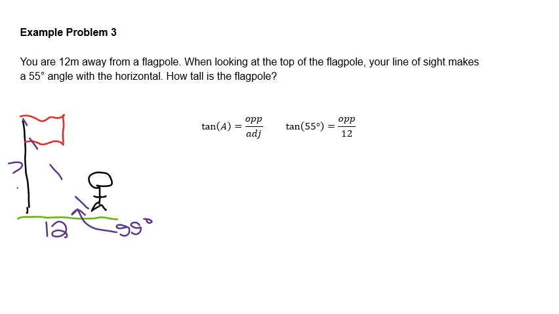So I would have the tan of 55 equals opposite over 12. My first step is to take the tan of the angle, 55 degrees, and I get 1.4281 equals opposite over 12. Then I want to multiply by that denominator. So I get 12 times 1.4281 equals opposite over 12 times 12. The 12s on the right side cancel each other out, and I'm just left with 17.1372 as the length of the opposite, which would also be the height of the flagpole. So you could say the flagpole is about 17 meters high.